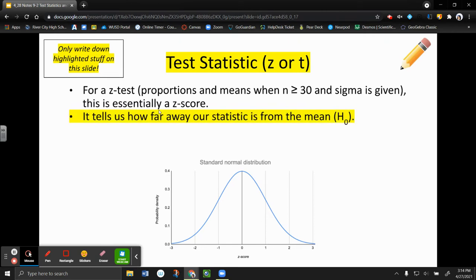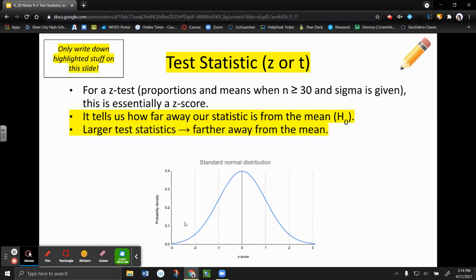To remind you from Unit 2, a z-score, which in this case is a test statistic, is going to tell us how far away our statistic is from the mean, which is our null hypothesis. If we think about this distribution, in the middle is going to be our hypothesized value, whatever it says in the null hypothesis. For our example of the deck of cards, this middle is going to be p equals 0.5. Our test statistic is going to tell us how far away we are from the mean.